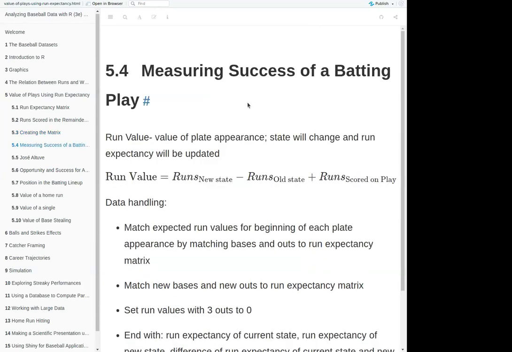So digging into this a little further and measuring the success of a batting play. Our run value, we can look at the value of a plate appearance, and the state will change and our run expectancy will be updated, right? So our run value is the new state of runs minus the old state of runs plus the runs that were scored on the play.